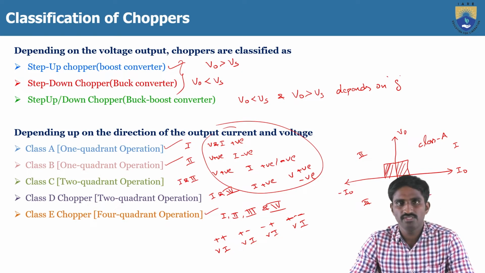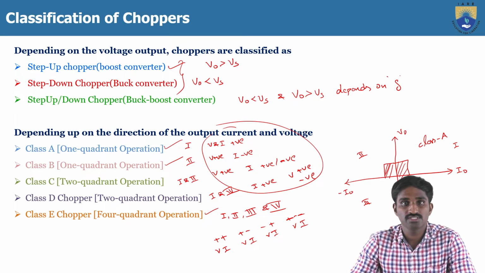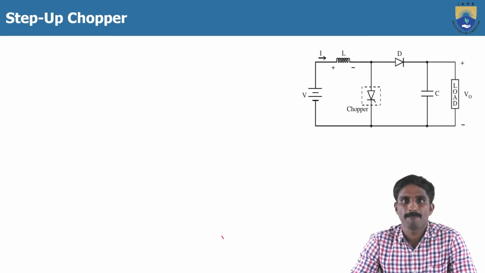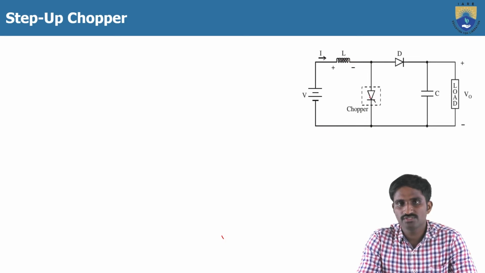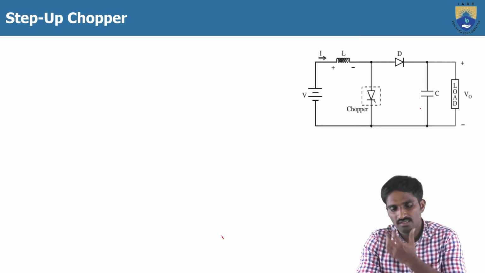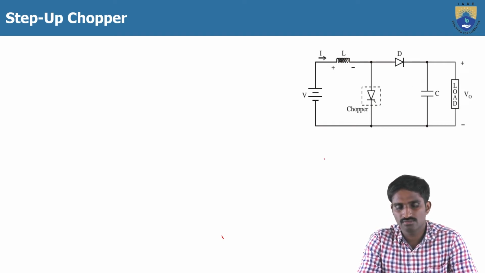Then we will discuss one by one. First we are going to discuss the step up chopper. This is the basic structure of the step up chopper. The step up chopper has one chopper switch, one diode, one inductor and one capacitor. I will explain the function of each device present in the chopper, but before that, let me explain the operation of the chopper, in which the output voltage is always greater than the input voltage.